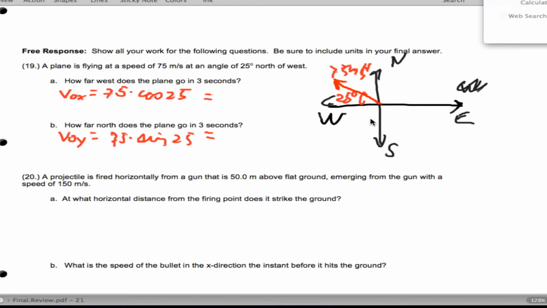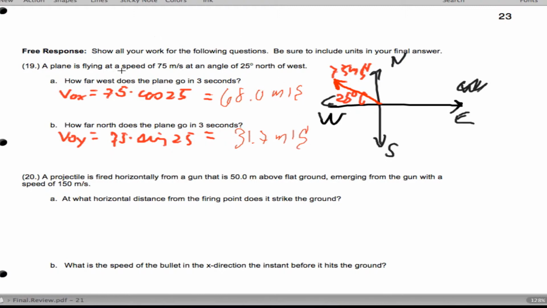And I'm going to end up getting 68.0 meters per second going west, and going north I end up getting 31.7. That's just the speed.